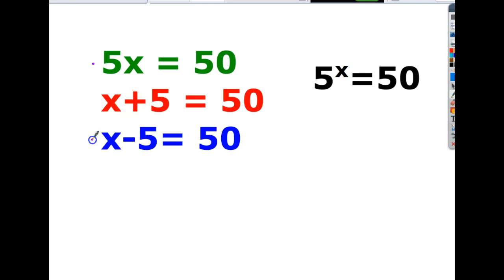What would you do to solve this one? Add, because adding is the opposite of subtraction. So, also, what would you do to solve this equation right here? The opposite of a square is a square root. So we always do the opposite operation to solve.